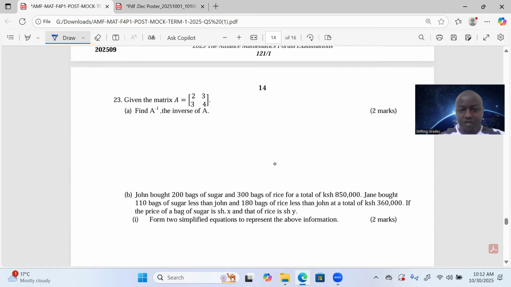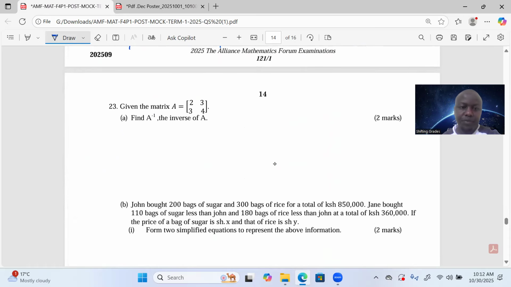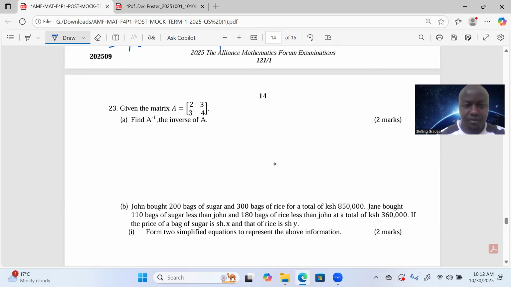Let's check number 23 on matrices. Now, given the matrix A is 2, 3, 3, 4, find A inverse, the inverse of matrix A. For us to find the inverse of a matrix, ladies and gentlemen, we're supposed to first find the determinant. The determinant of this matrix calls for the product of elements in the leading diagonal, 2 by 4, minus the product of elements in the other diagonal, 3 by 3.